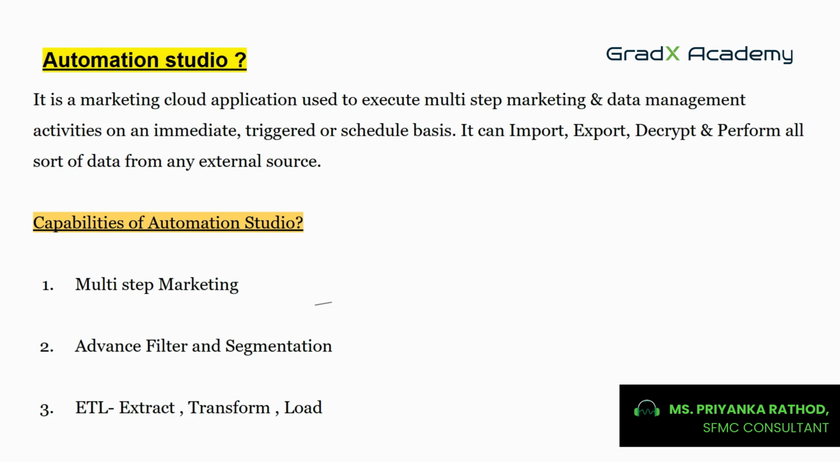It processes the data. We can do anything with data. We can filter, we can query, we can import, export, decrypt data, whatever we want to do with data, everything we do with Automation Studio. And the first capability is that it is multi-step marketing. What is the meaning of multi-step marketing?